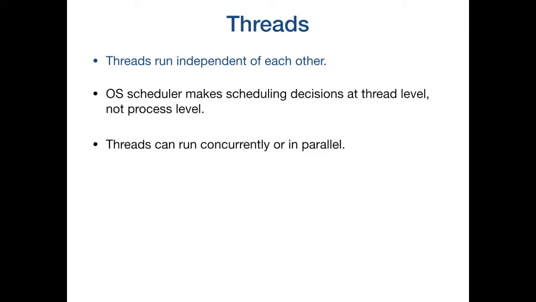Threads can run concurrently, with each thread taking turn on an individual core, or they can run in parallel, with each thread running at the same time on different cores.